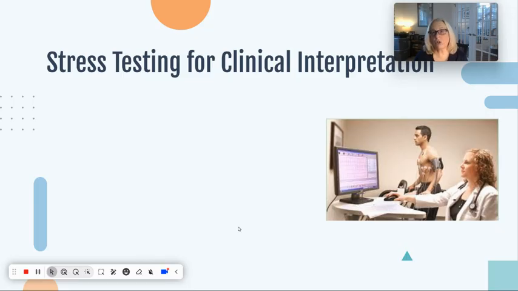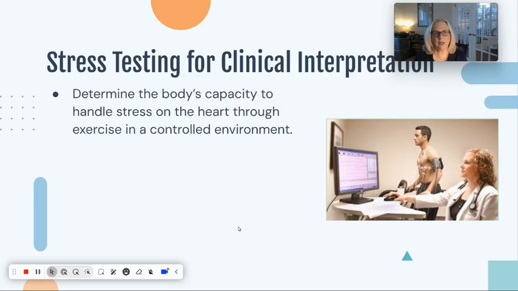All right, so for clinical interpretation, this is what I do at the hospital. I determine the body's capacity to handle stress on the heart through exercise in a controlled environment. Obviously, there's a nurse practitioner and/or a cardiologist present while I do the test. I am running the entire test.